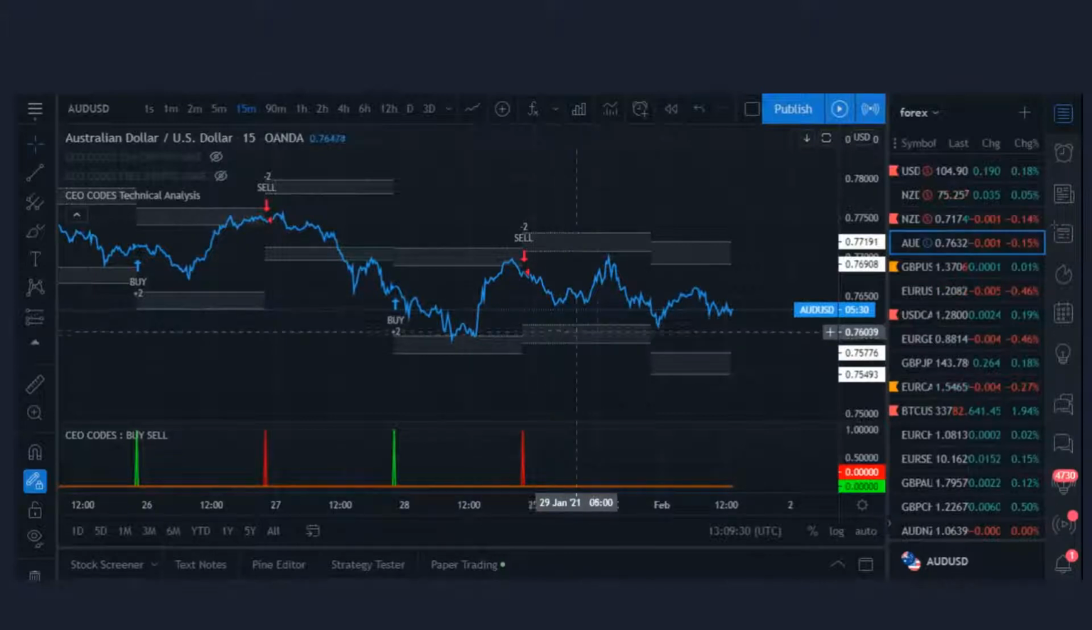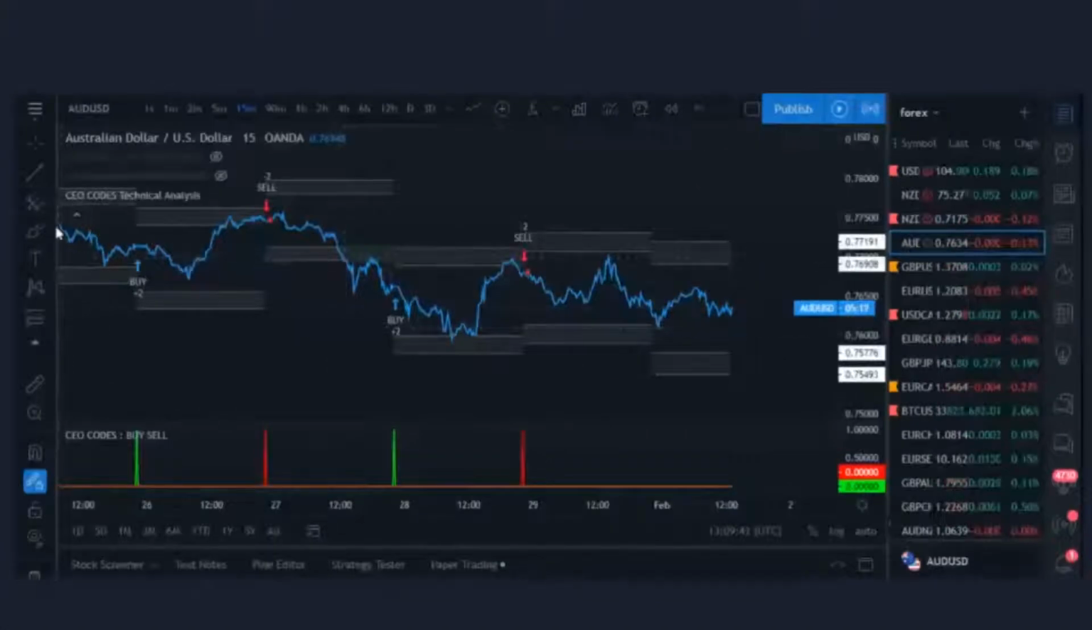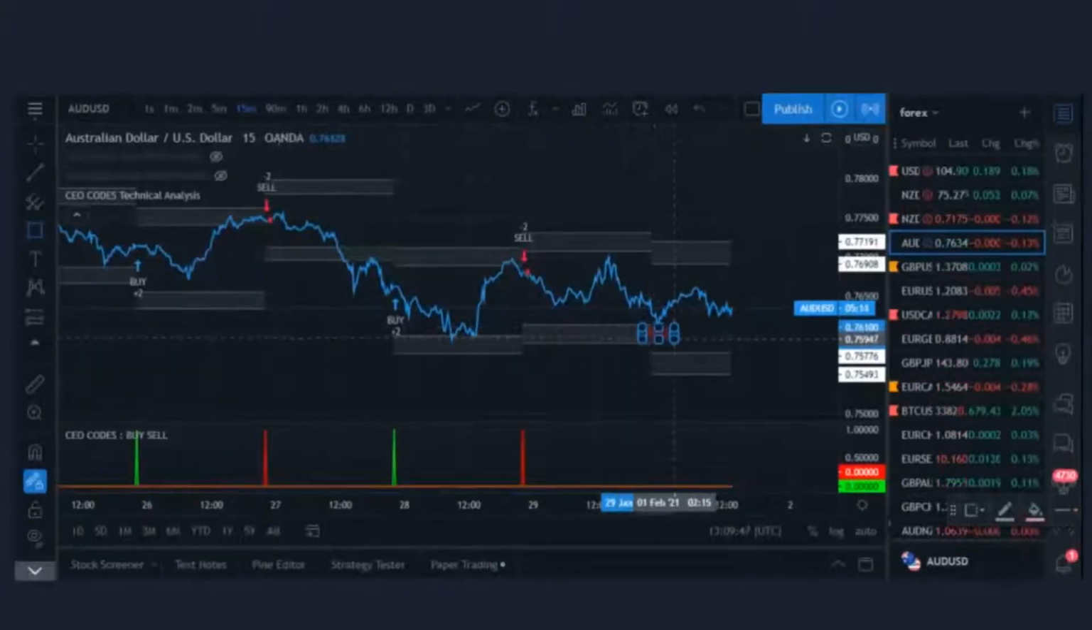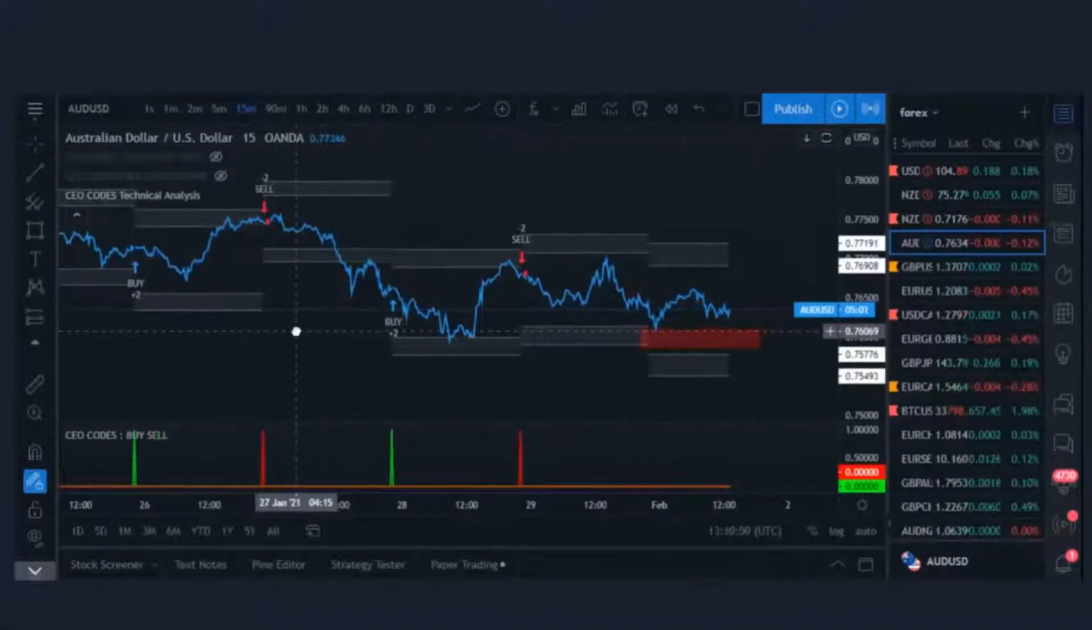So we are still waiting for any signal for the long, and I think it will be around, if we extend the support here so we can see it more clearly. But as we can see, the market is a bit slow. It's Monday, so we will see what will happen with AUD.